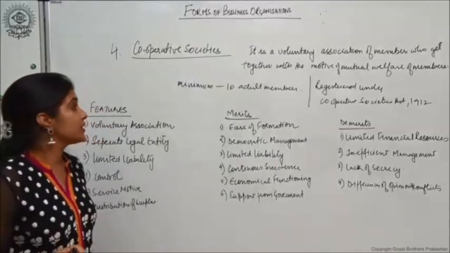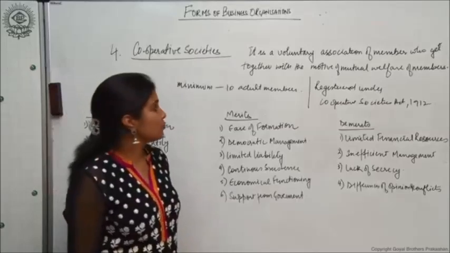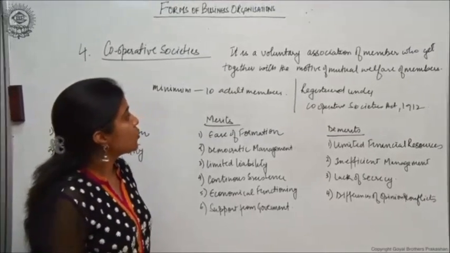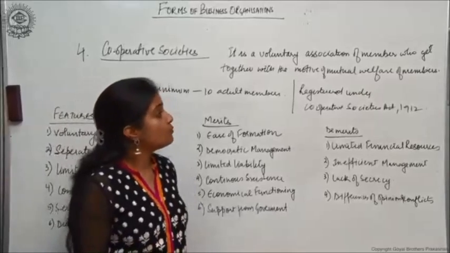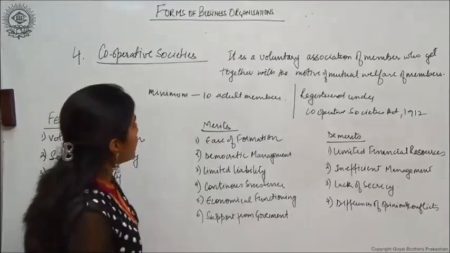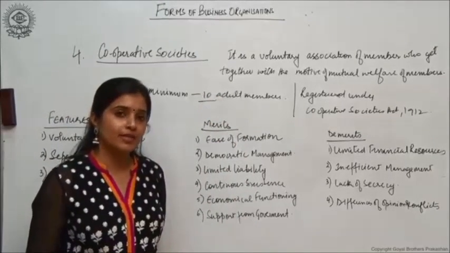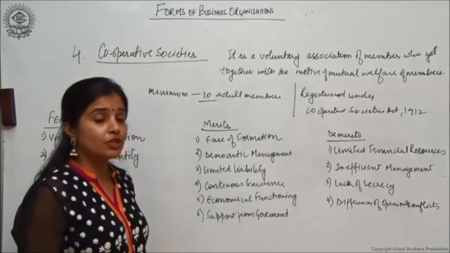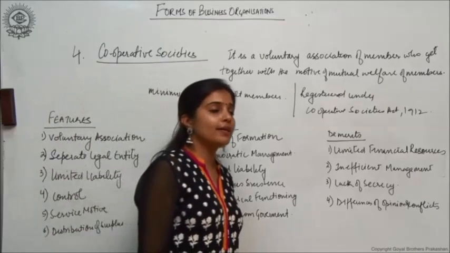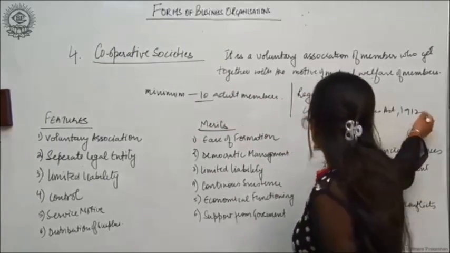The fourth form of organization is cooperative societies. Now, what is a cooperative society? It is a voluntary association of members who get together with the motive of mutual welfare of the members, right? A minimum of 10 adult members are required to form a cooperative society, and it is governed by the provisions of the Cooperative Societies Act 1912, and it is required to be compulsorily registered under the Cooperative Societies Act 1912.